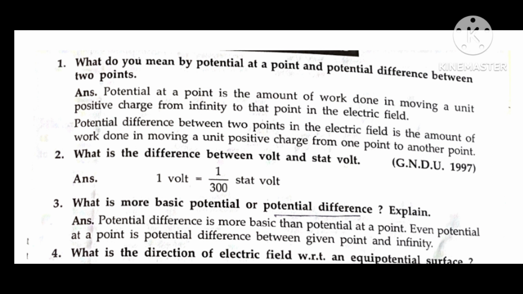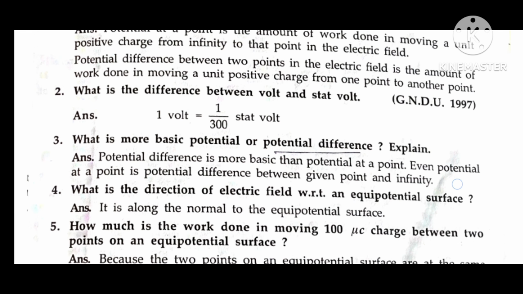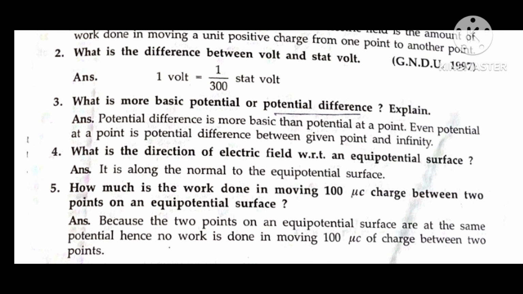What is the difference between volt and statvolt? One volt is equal to 1 by 300 statvolt. What is more basic, potential or potential difference?